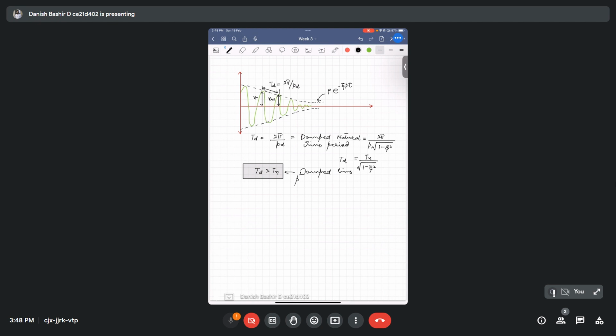Damped time period will be greater than the natural time period of the system.